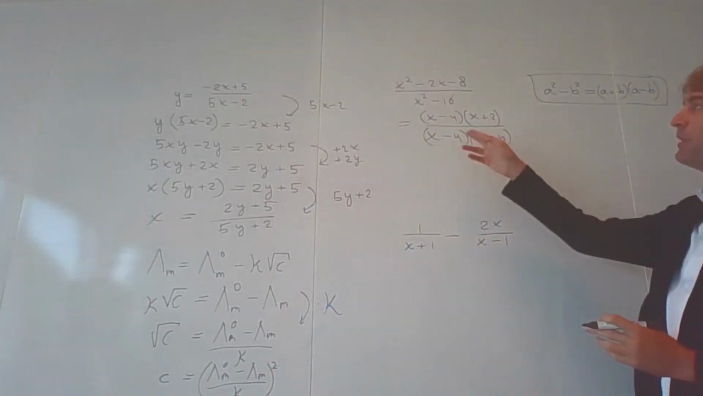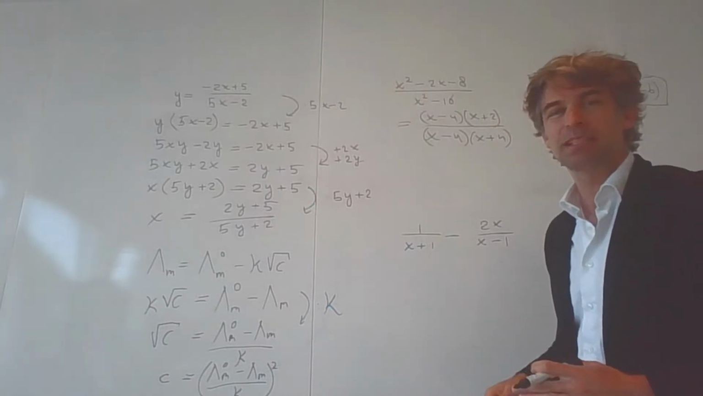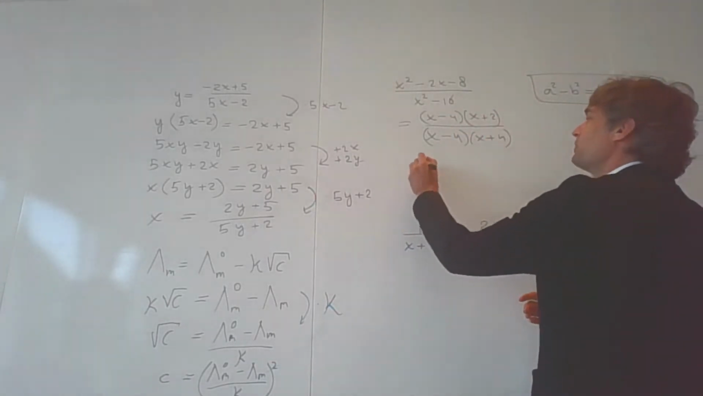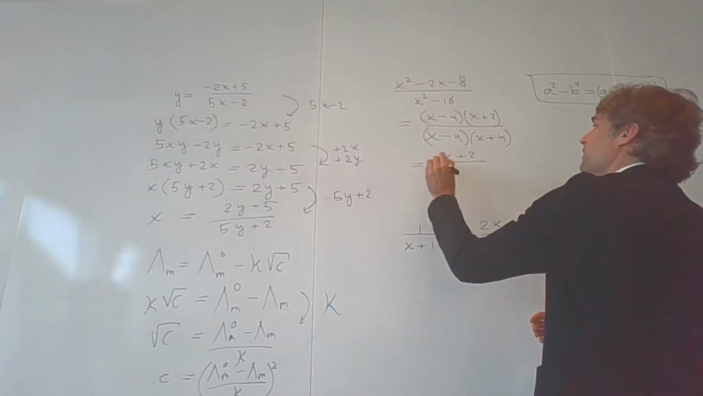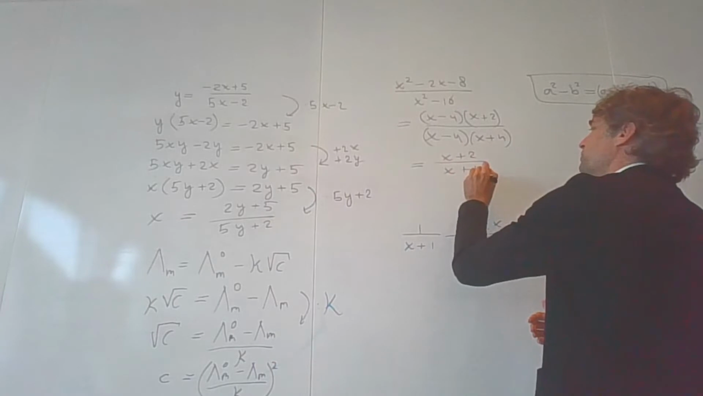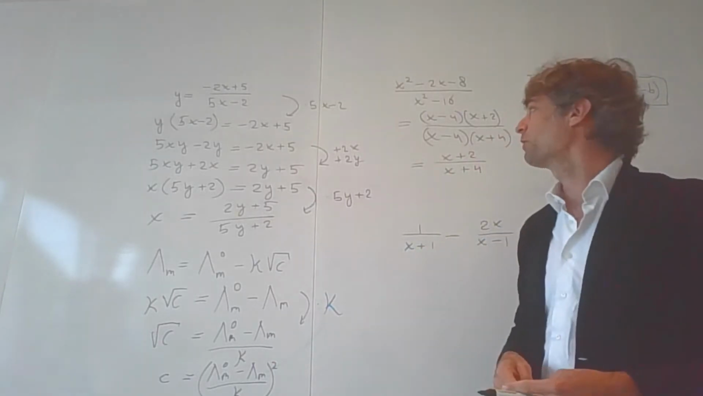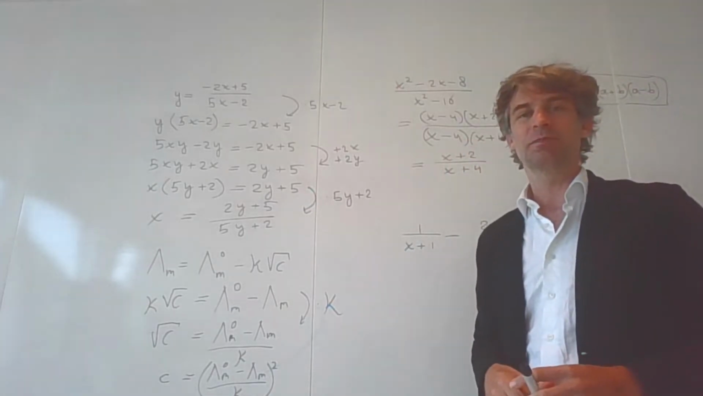It's the same. But I did it this way because now you see that there's a term x minus 4 both in the numerator and the denominator. So they cancel out. And I'm left with x plus 2 divided by x plus 4, which cannot be simplified in an obvious way. So we're very happy with that as an ending.